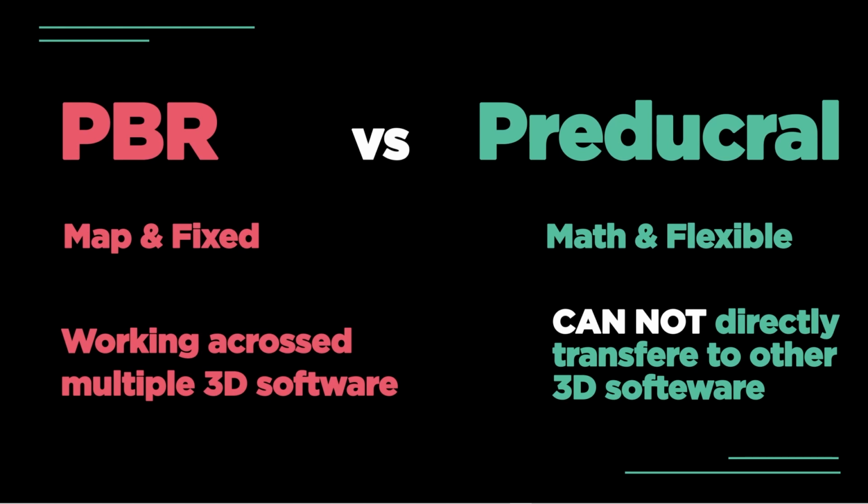Procedural textures basically use math, using numbers, and can be very flexible. Think of procedural as just one way of doing texturing. It uses math to calculate and generate certain patterns to create a texture that looks nice. Sometimes it can be photorealistic, but sometimes it's not that photorealistic. But the challenge is it cannot directly transfer to other 3D software.